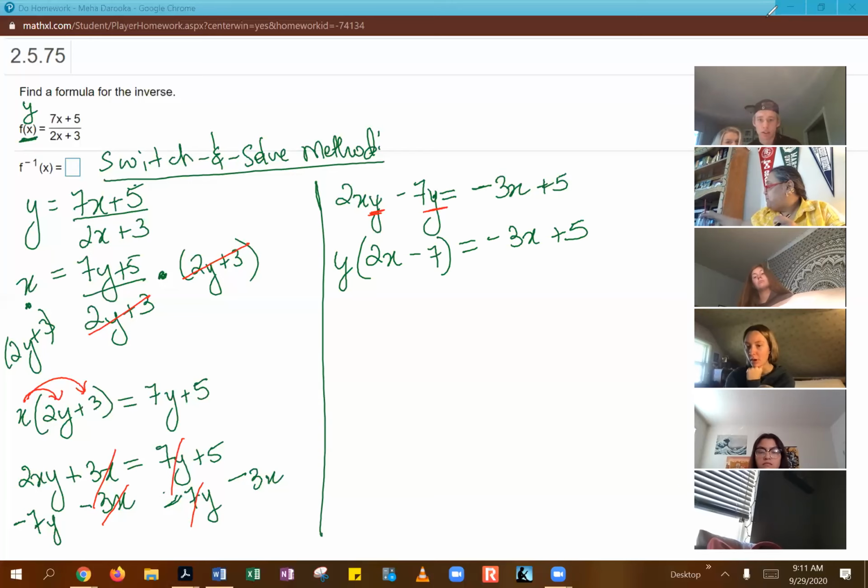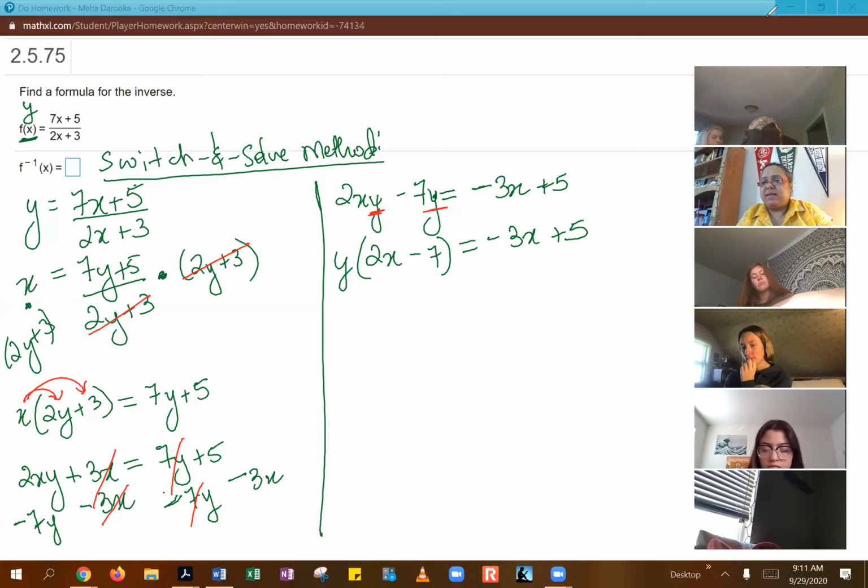Multiply both sides by y? No, we don't want to do that. Divide both sides by y. Or what else could we do if we're trying to isolate the y, get the y by itself? Divide both sides by 2x minus 7. Yeah, because we want to isolate the y, right? Because if we ended up actually dividing by y, that means you're putting it back in with the other terms. But if you actually just divide by the 2x minus 7, then we get y by itself.